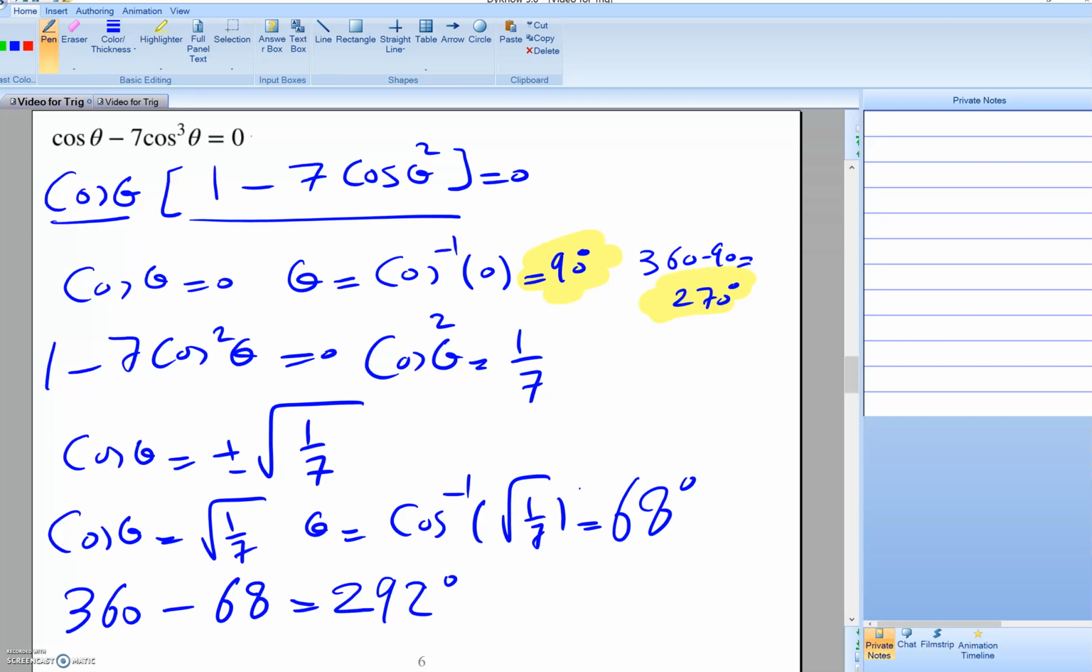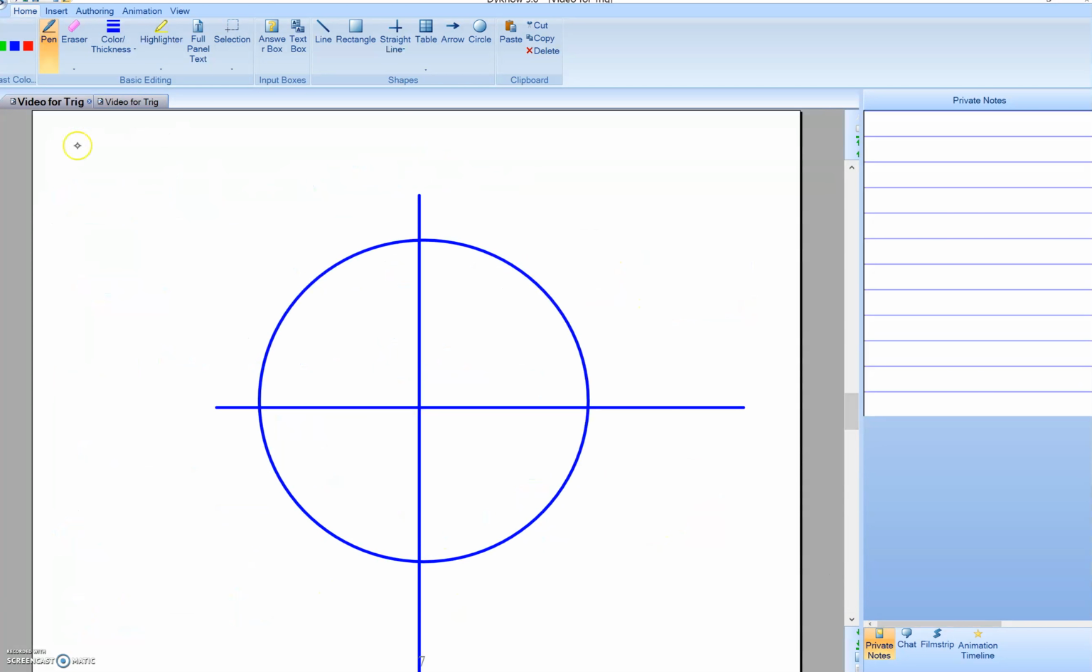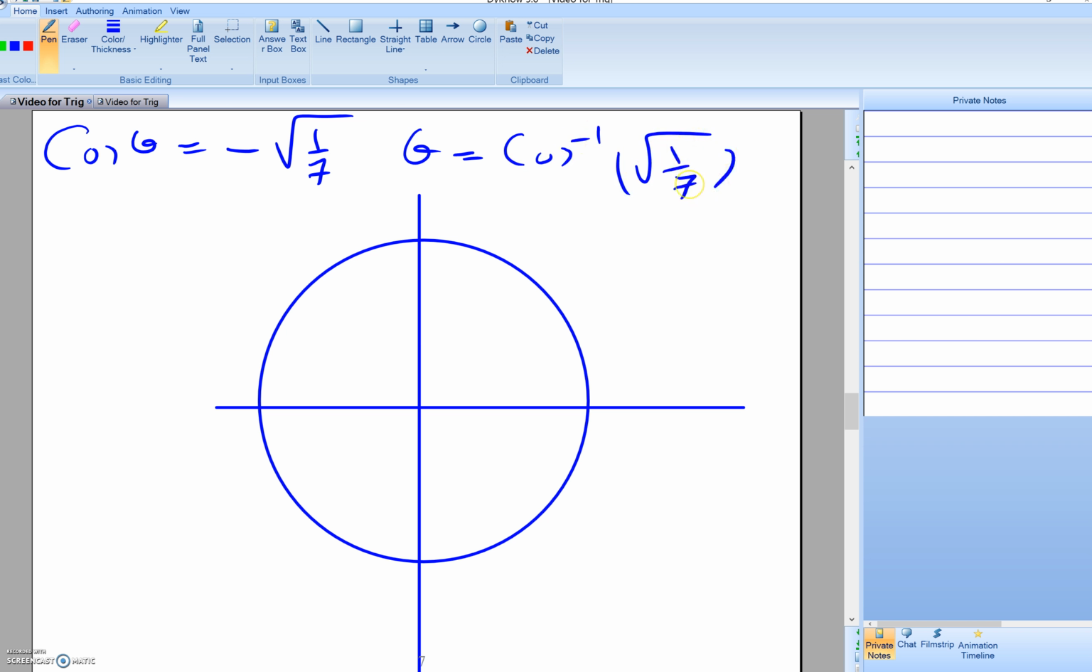Yes, 292 degrees. Okay, so this is another answer. I have another one. So far I have 4. How about for the negative value? Okay, for the negative value, it is cosine theta equal minus. But I said I have to use positive. So theta is cosine inverse of the positive one, which is the same 68 degrees.